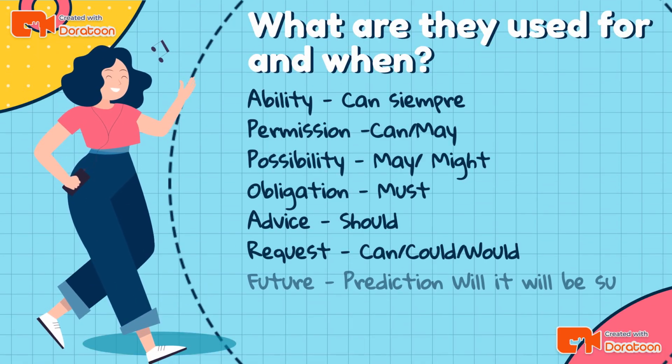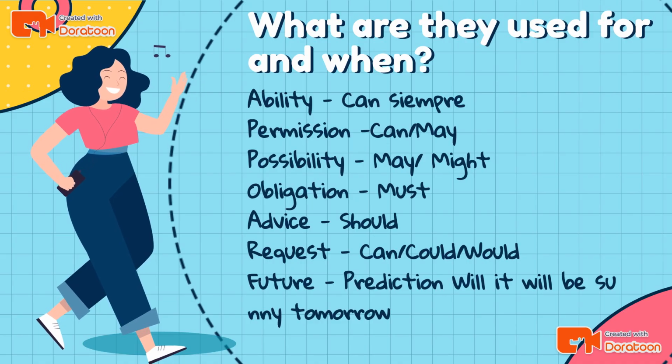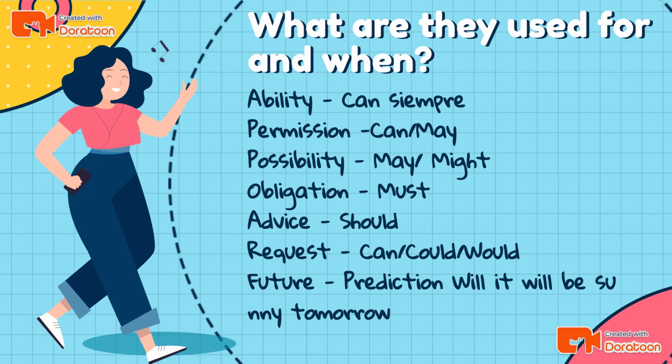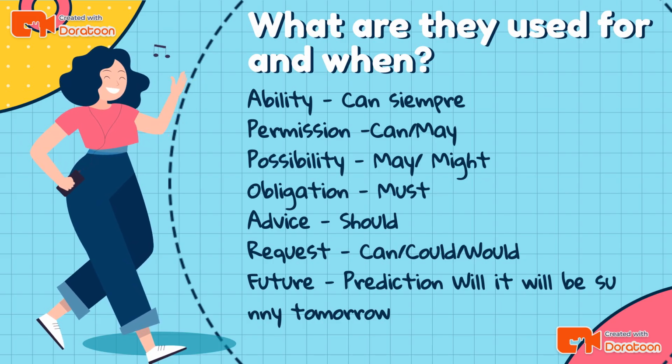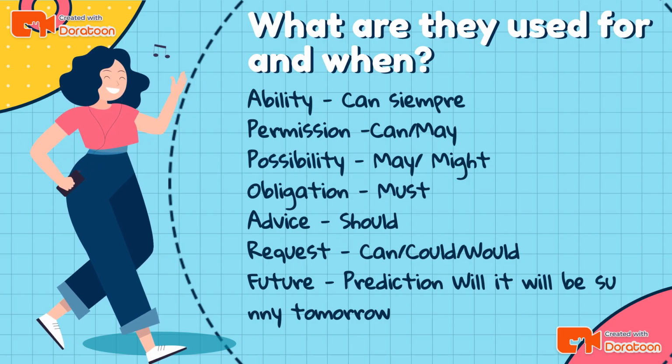And then we have what they are used for and when. Modal verbs have different uses. We use can for ability, may for permission, might for possibility, must for obligation, should for advice, could and would for polite requests, and will for future predictions.